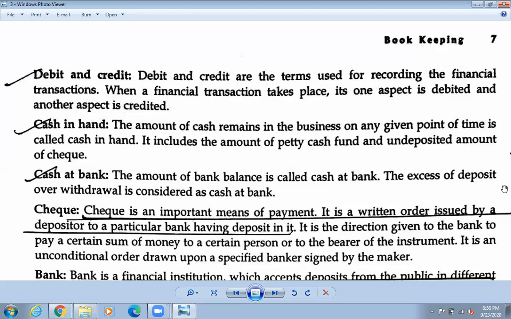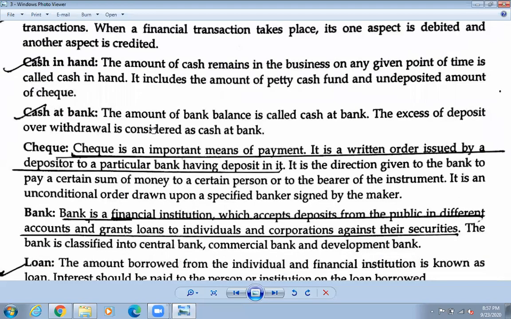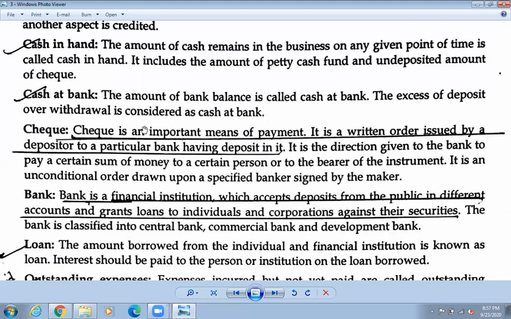The excess of deposit over withdraw is considered as the cash at bank. तिमीहरुले पैसा चाहिँ deposit गरेको छ नभए के गरेछ तर जुन चाहिँ पैसा छ तिमीहरुको बैंकमा, that is called cash at bank. Okay, so that is all about the cash at bank. पैसा बैंकमा भएको cash at bank.